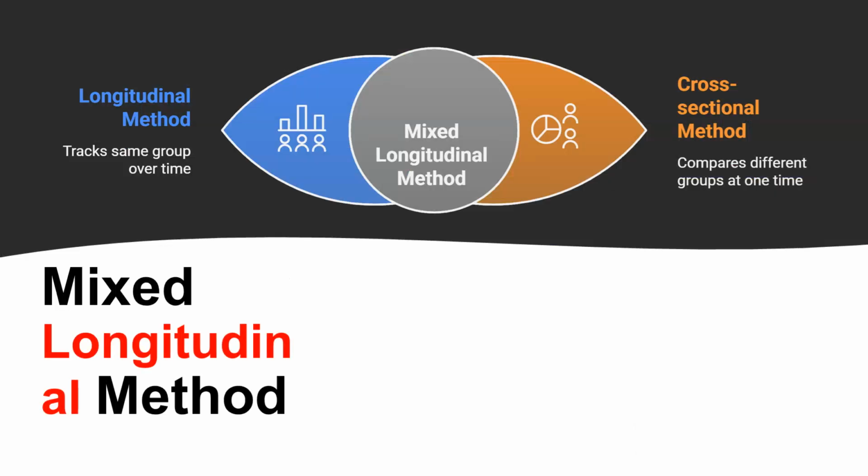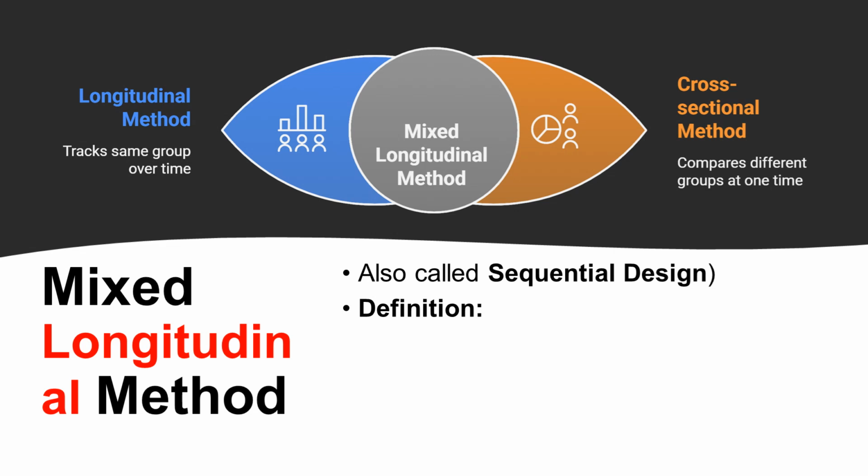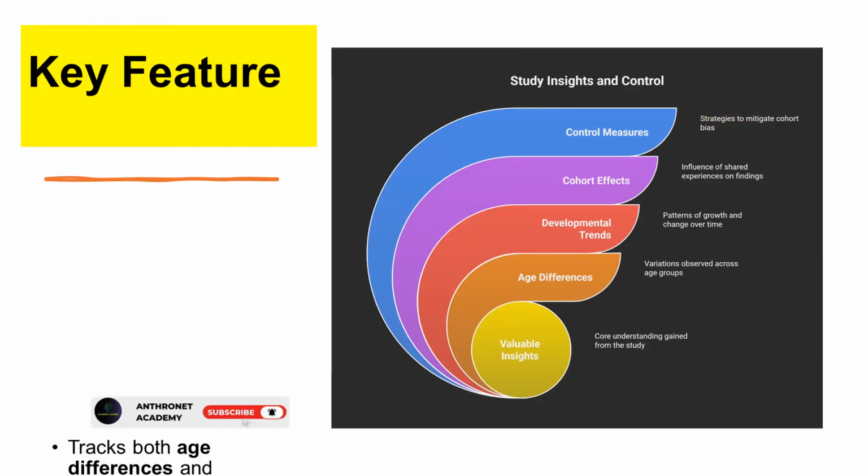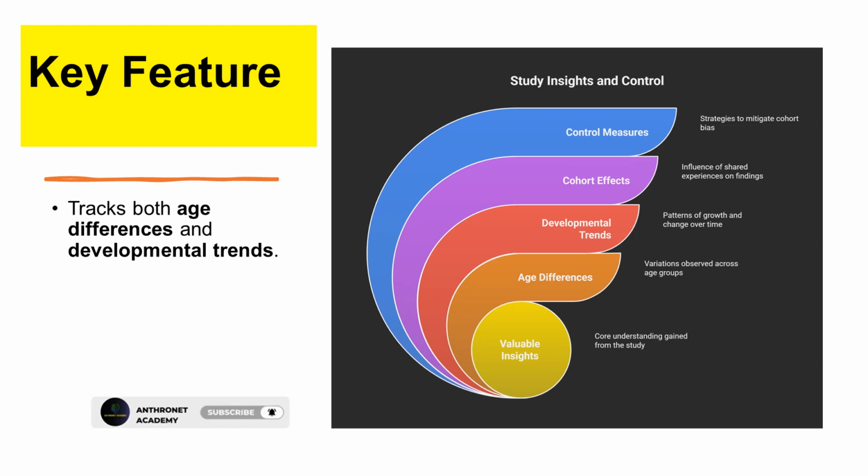3. Mixed longitudinal method, also called sequential design. Definition: The mixed longitudinal method combines both longitudinal and cross-sectional designs. Researchers follow several age groups over time, each for a shorter duration. Key features: Tracks both age differences and developmental trends. Helps control for cohort effects.